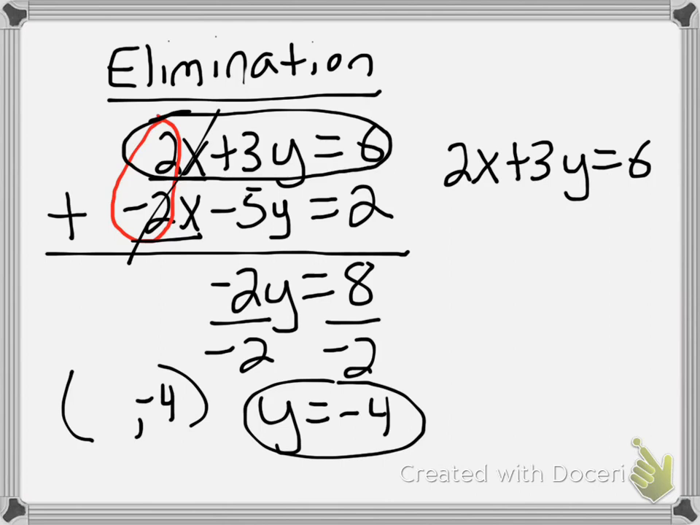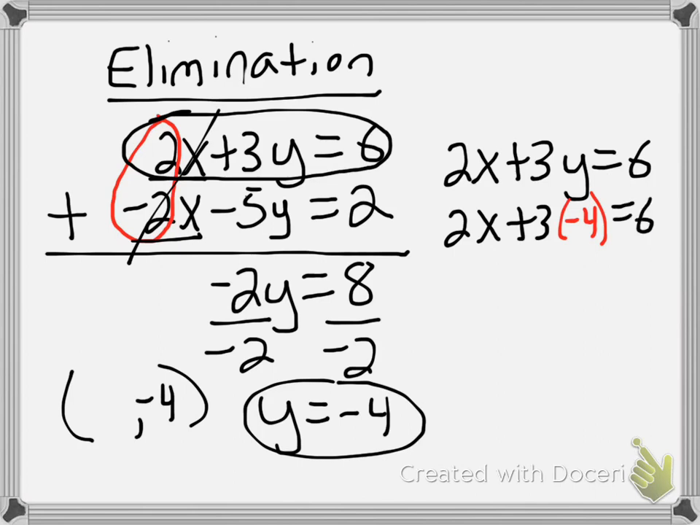So once you found one of the variables, like we did, we found the y value, now we want to just pick one of the equations. We happened to pick the top one, 2x plus 3y equals 6. And since we know that y is equal to negative 4, all we're going to do is just plug in negative 4 for y. So I have 2x plus 3, and instead of just putting a y value, I'm going to put negative 4, because that's the y value that I had found, and just finish out the rest of my equation.